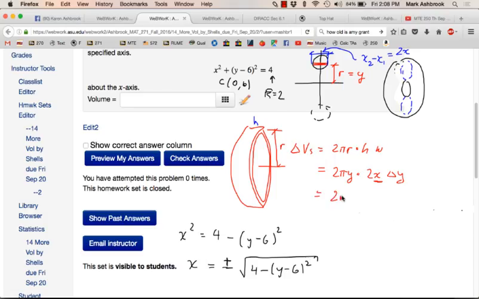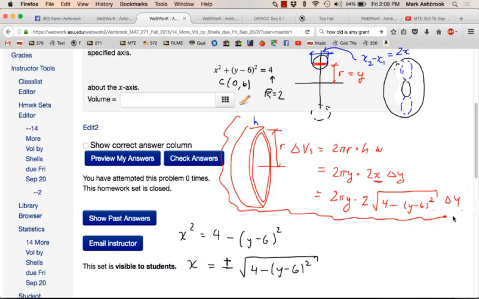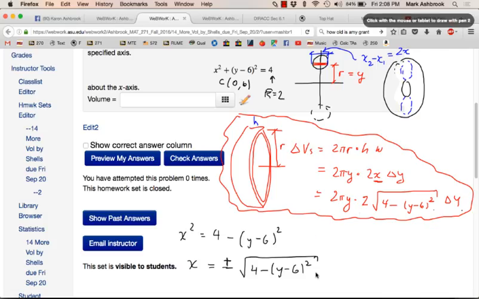2 pi y times 2 times the square root of 4 minus (y minus 6) squared delta y. So there's our typical element. The volume of the typical element, in this case a shell: 2 pi y, 2 times radical 4 minus (y minus 6) squared delta y. Okay, where do we go from here? So we set up the integral.